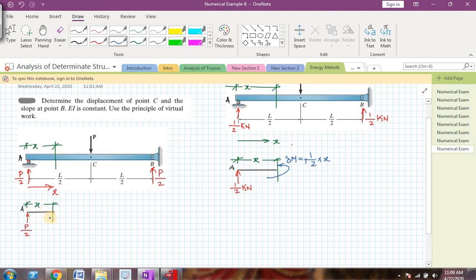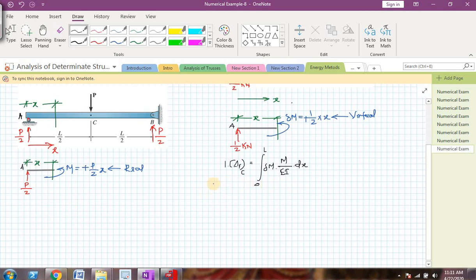Now I have drawn that segment separately. There is a reaction of P by 2 and a section at a distance x from point A. Once again here we will have a moment, let me call it m, and that will be equal to plus P by 2 times x. This is the real moment and this one is the virtual moment. So let me write the equation for the virtual work principle.